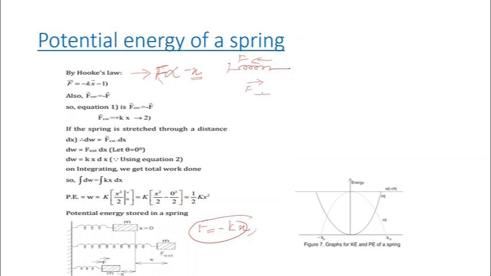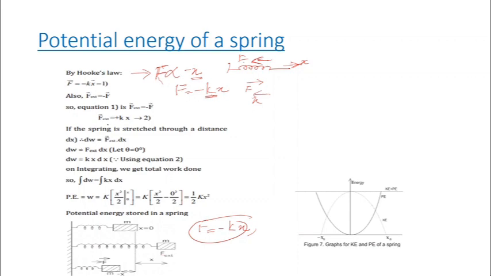So compression will be along the left side. Here the extension is happening, so x, the elongation, is along the right side, towards this direction, and the restoring force acts in the opposite direction. So F and x have opposite directions. That is Hooke's law, and it can be written as F equal to minus kx, where k is the proportionality constant, which is known as the force constant.